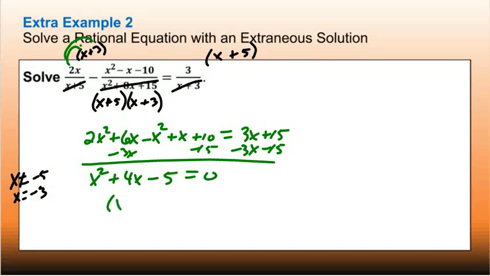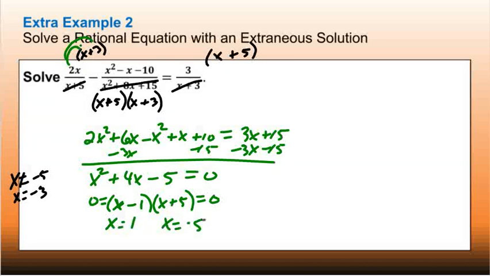So I would have x minus 1 times x plus 5 equaling 0. So x equaling 1 here and x equaling negative 5. We already know that x can't equal negative 5, so that's not the solution. So the only solution I have is x equaling 1.